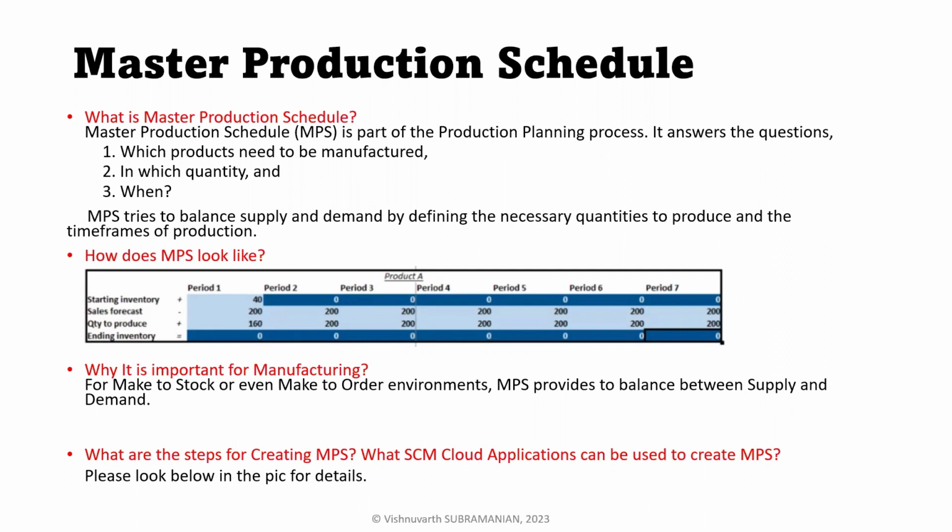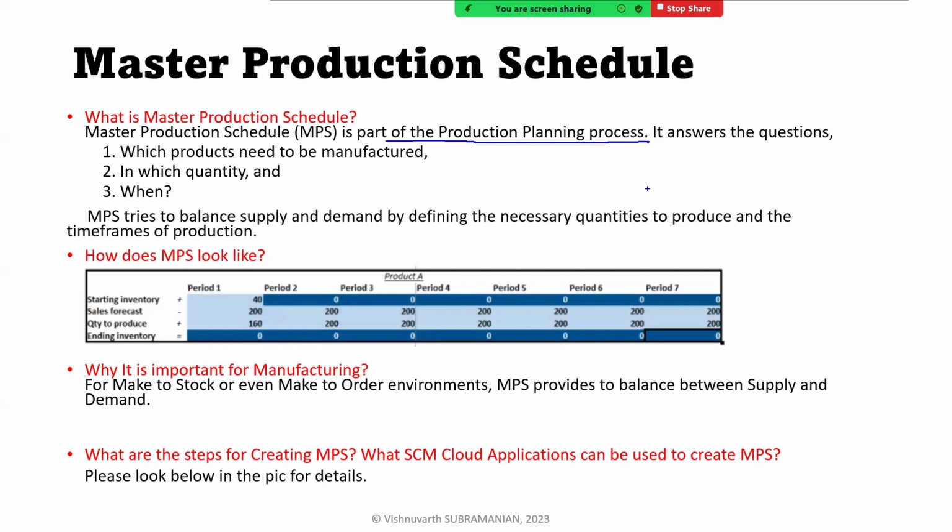Master production schedule is part of the production planning process, and it mainly answers three questions. The first question is, what products need to be produced? And what quantity you want to produce in a bucket. The bucket can be a week or a monthly bucket, based on whatever the company wants to choose. And when you want to produce, in which bucket you want to build that product. That product can have one level of bills of material or n number of bills of material.